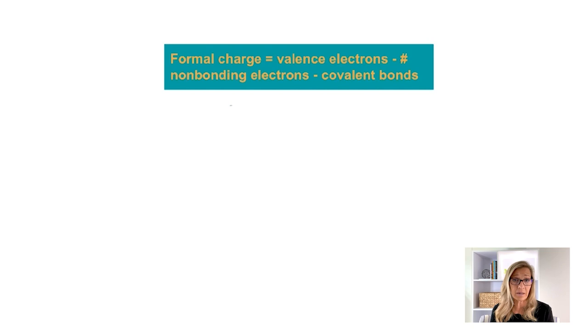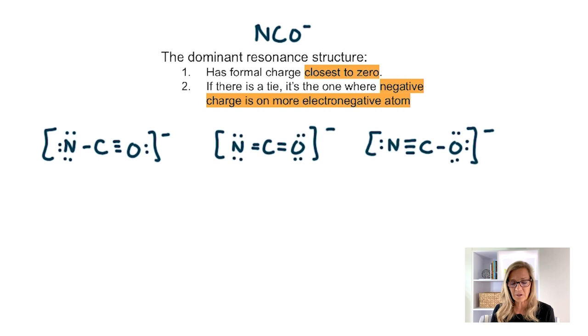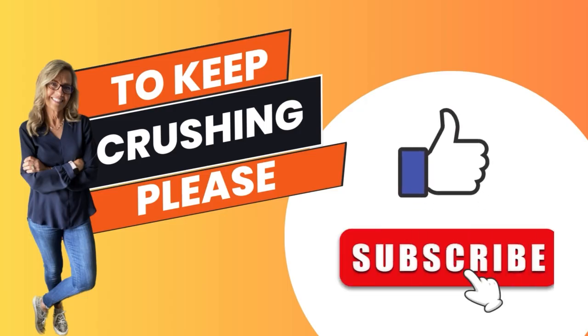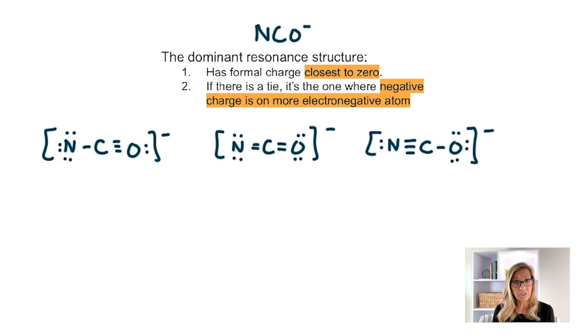We're going to do this in a real live example, and I think that you will understand. So let me go ahead and give you an example. NCO is a polyatomic ion with a -1 charge. And if I were to sit down and draw Lewis structures, I could draw 3 Lewis structures. And there they are. So how do we know which one is dominant? We're going to calculate formal charge. I'll show you how to do that for each atom in each structure.